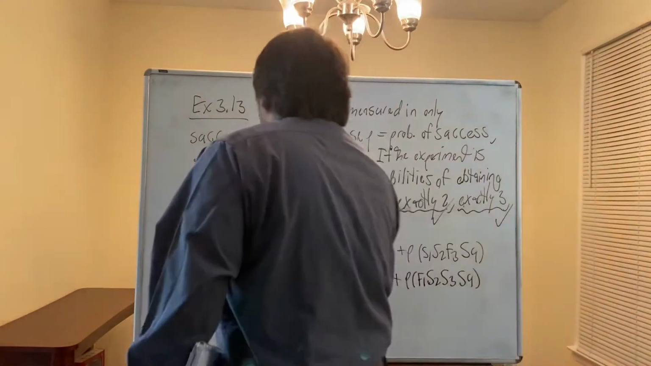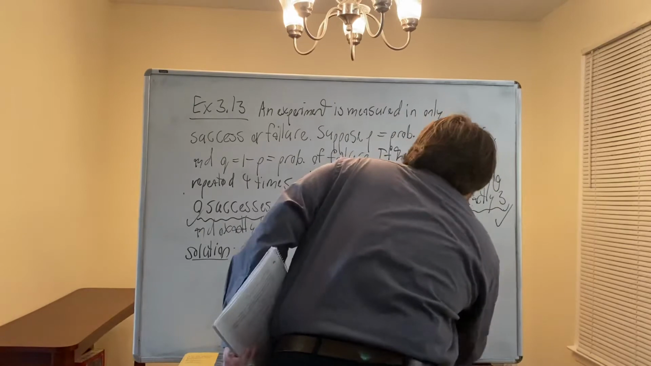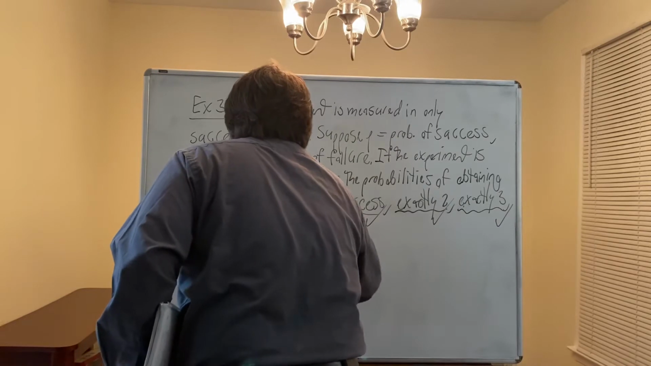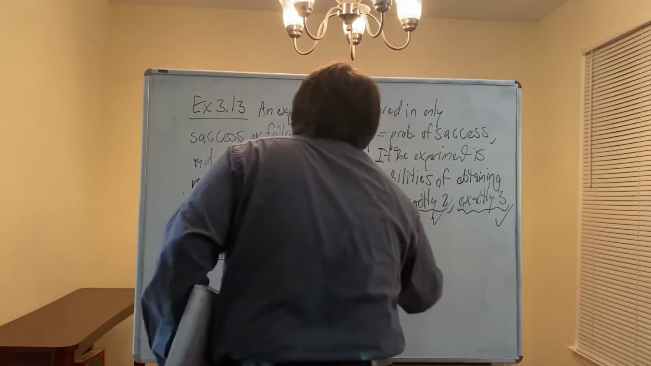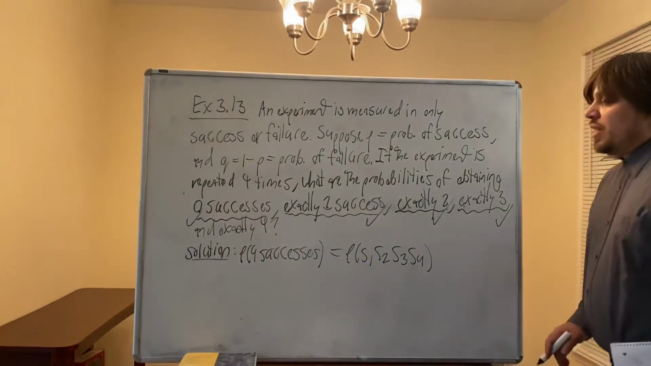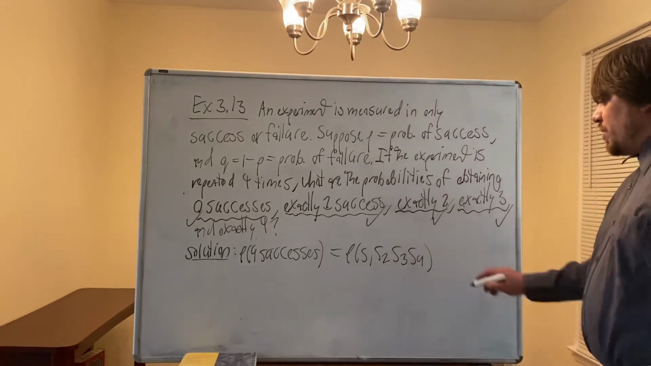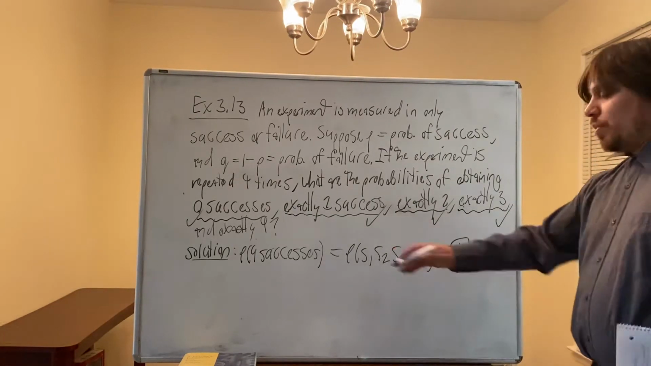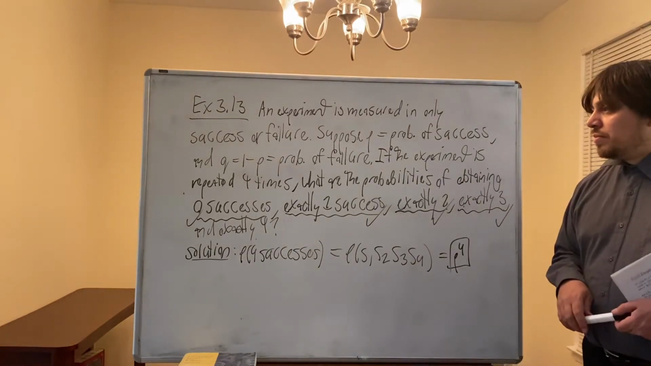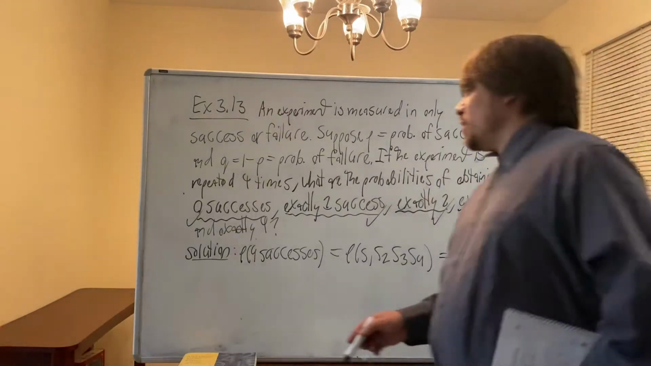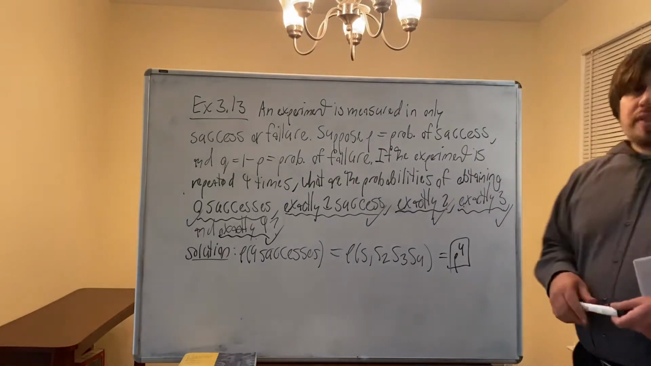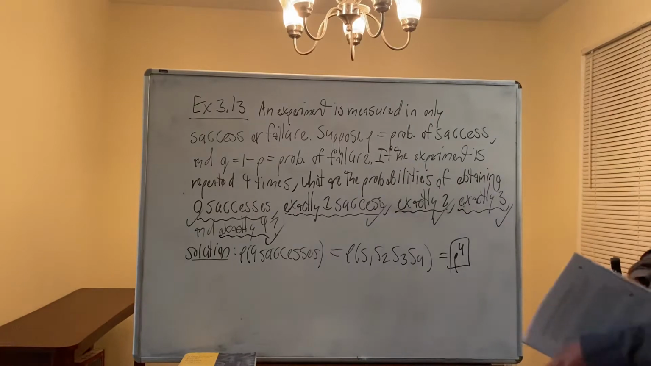Okay, so next is the probability of 4 successes. That's the probability of success in the first, success in the second, success in the third, and success in the fourth. And so the probability of 4 successes is the probability of succeeding all 4. And so that's just equal to p to the 4th. And there's only 1 of them. So exactly 4 successes is p to the 4th. And so now we found all 5 of those probabilities. Okay, and so that's the solution to example 3.13.